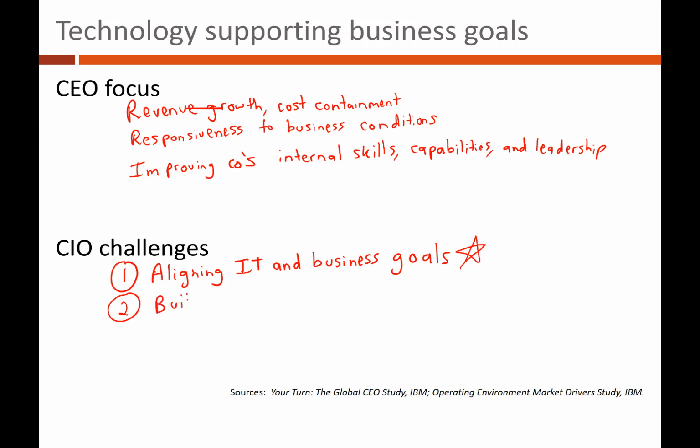And then, number 2, building responsiveness and agility into the organization through IT. Which to me matches up pretty nicely with the third thing that the CEO said. I want to allow the business to be more responsive through IT, but it also touches with number 2, the responsiveness to the business conditions.